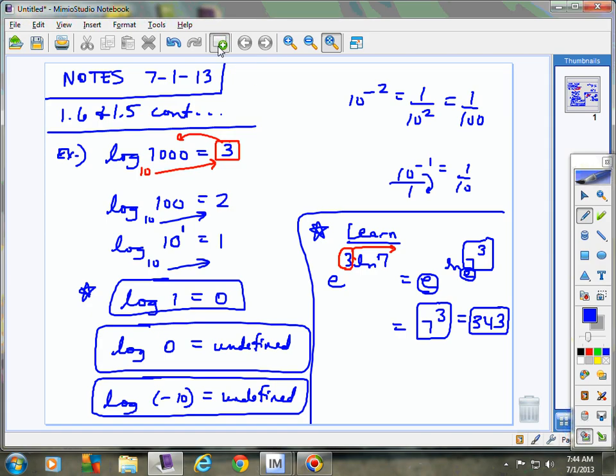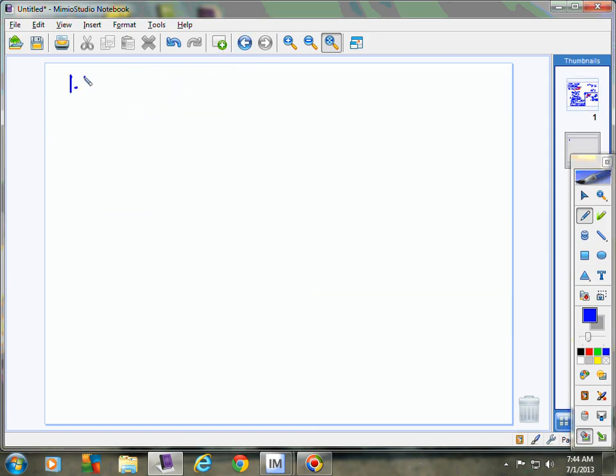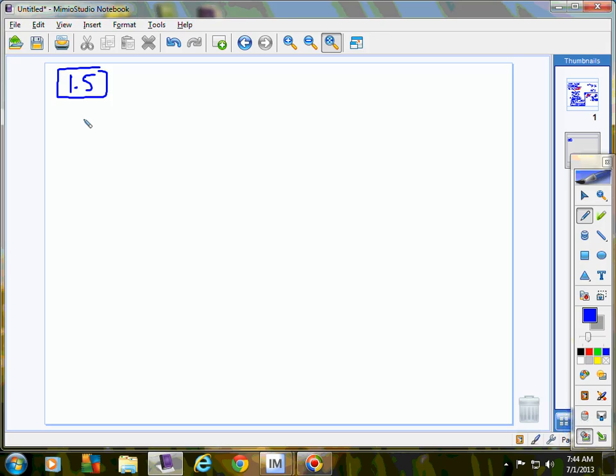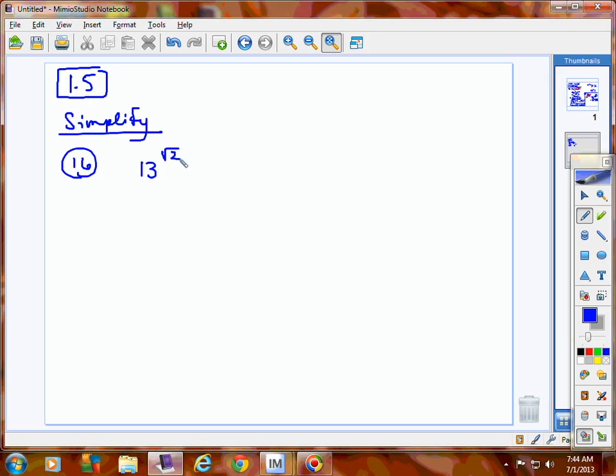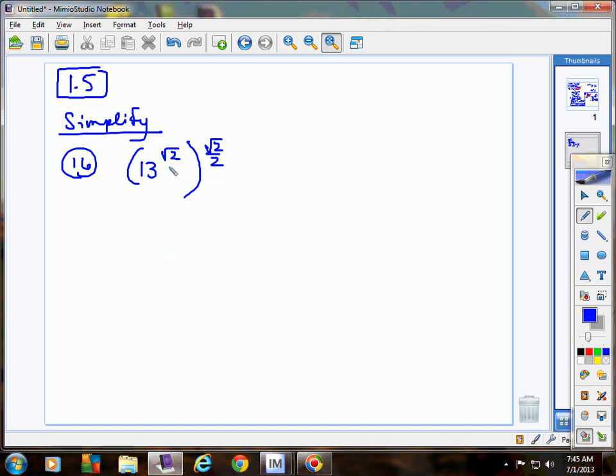Okay, in the last little part of the notes, we might say section 1.5, two problems. Simplify. Number 16 over on the homework page for 1.5. Without your calculator, simplifying 13 raised to the square root of 2 raised to the square root of 2 over 2. All right, 13 to the square root of 2, I'm going to put a 1 on bottom.